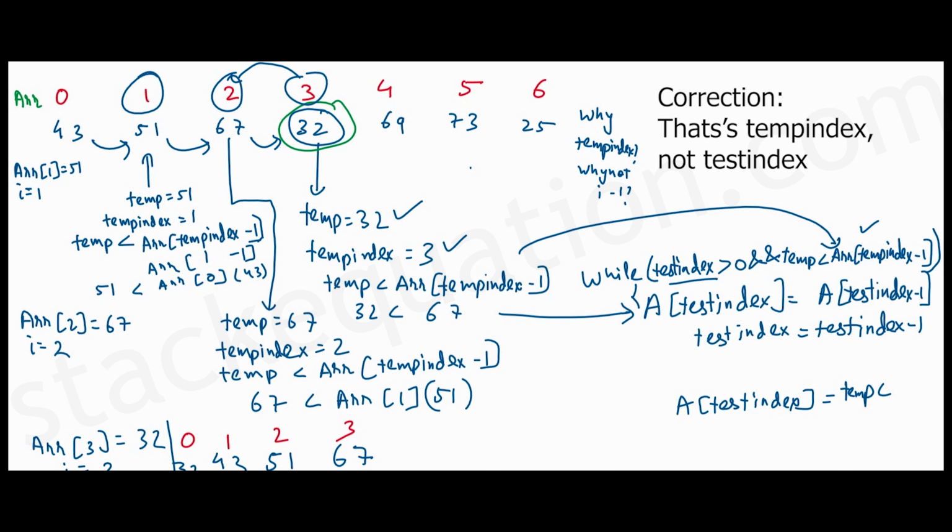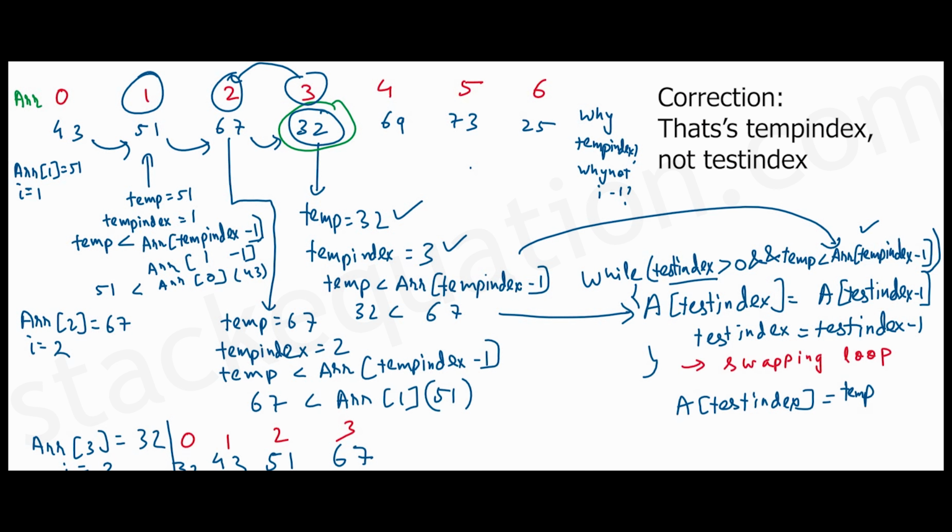Once this loop is over, and all the swapping to the right-hand side is done, we store temp at its right place. That is the current value of test index after all the swapping to the right-hand side. So this is swapping.